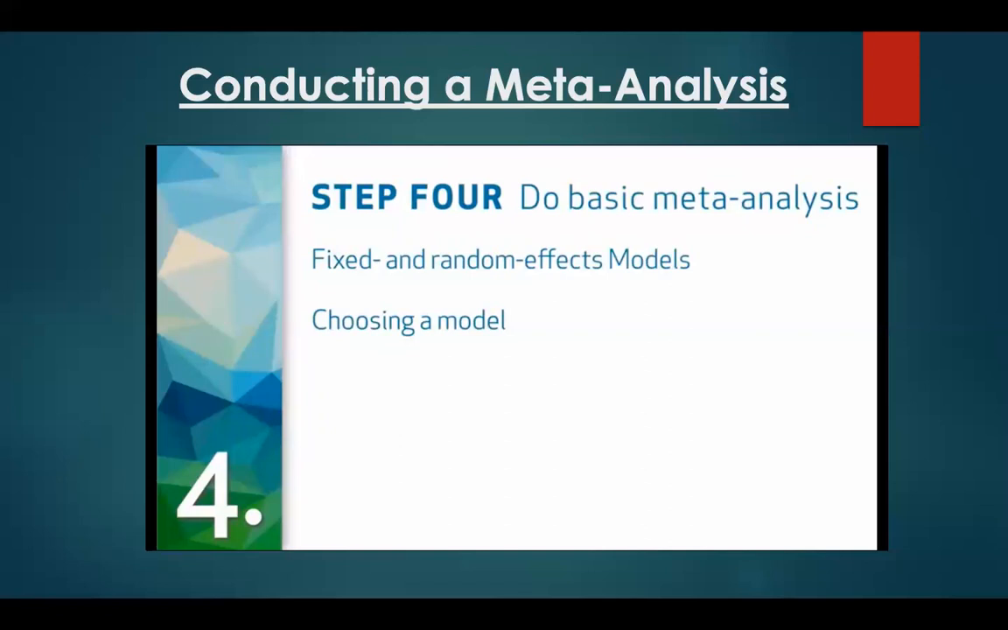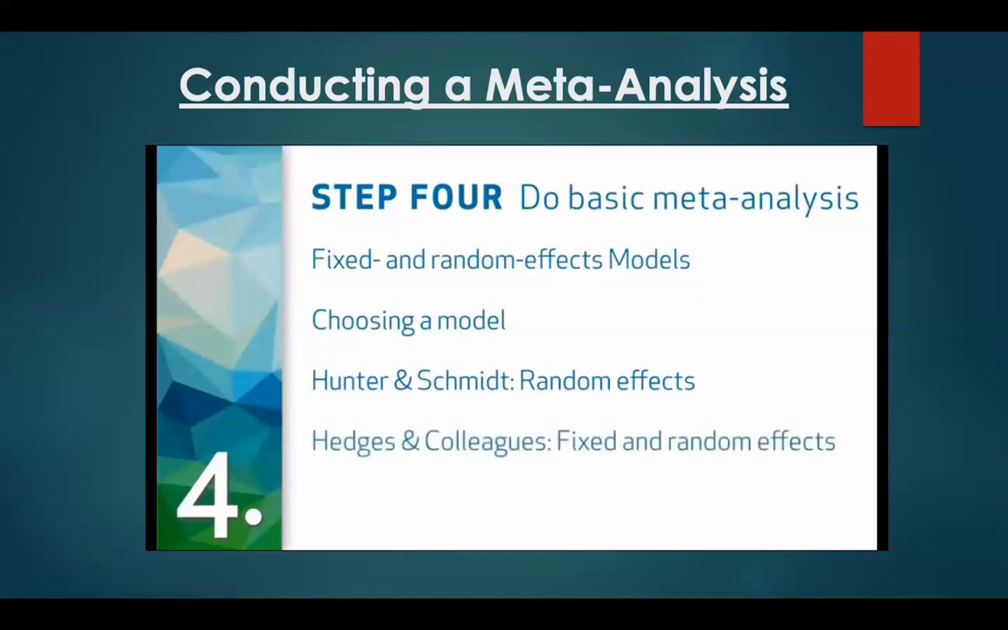All right, so we've decided on a model. Next, we need to choose a method. We have two methods to choose from: Hunter and Schmidt or Hedges and colleagues. Now, Field and Gillett report that the Hunter-Schmidt method yielded the most accurate estimates of population correlation across a variety of situations. But note that Hunter and Schmidt is limited to random effects models. And as we'll see in a moment, Hedges and colleagues permits both fixed and random effects models.